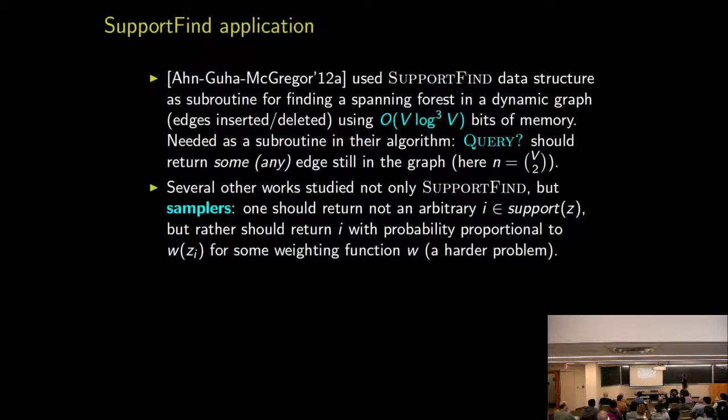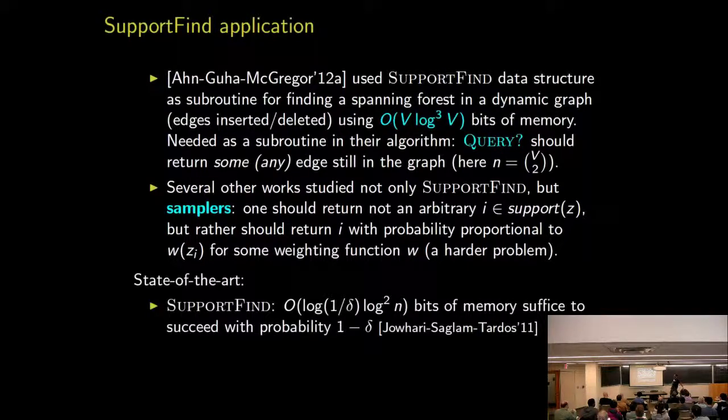right? And several other works studied not only this fruit game SupportFind problem, but samplers. So don't just return an arbitrary index in the support of Z, but rather return an index with probability proportional to the weight of the frequency of item i. For example, proportional to the frequency, or the frequency squared, or whatever. Okay. So the state-of-the-art solutions for this problem, first of all, are randomized. They're Monte Carlo randomized, which means when someone says query, I'll actually say a correct fruit with probability 1 minus delta. But with probability delta, I'll say something completely bogus. Okay? And I won't know necessarily when I failed. So the state-of-the-art results use this amount of memory, log 1 over delta times log squared n bits, and succeed with probability 1 minus delta.